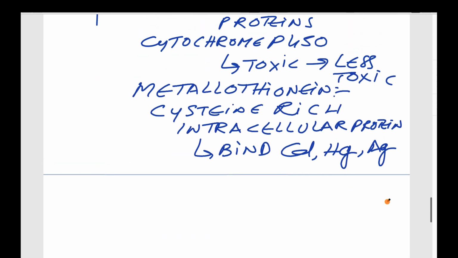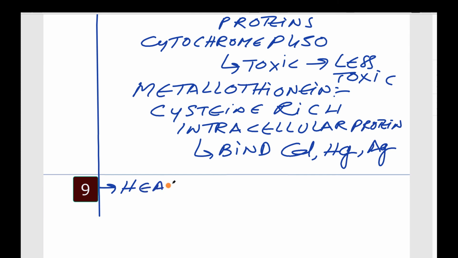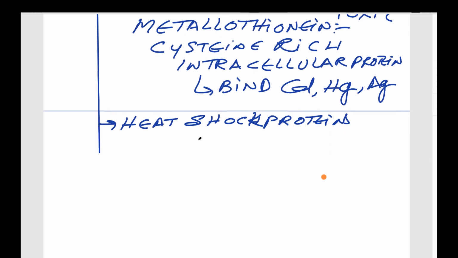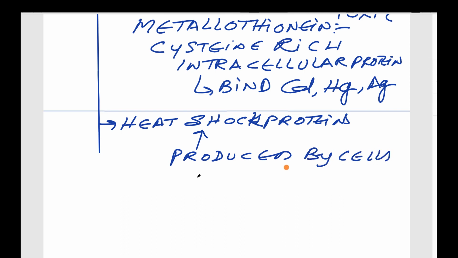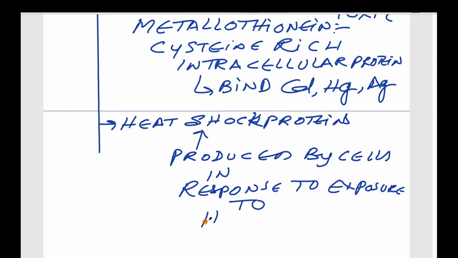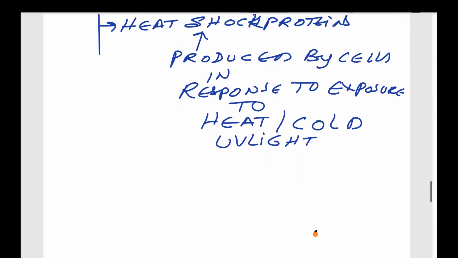Next, the final one is heat shock proteins. These heat shock proteins are produced by cells in response to exposure to heat, cold, extreme conditions like UV light. So they are called heat shock proteins.